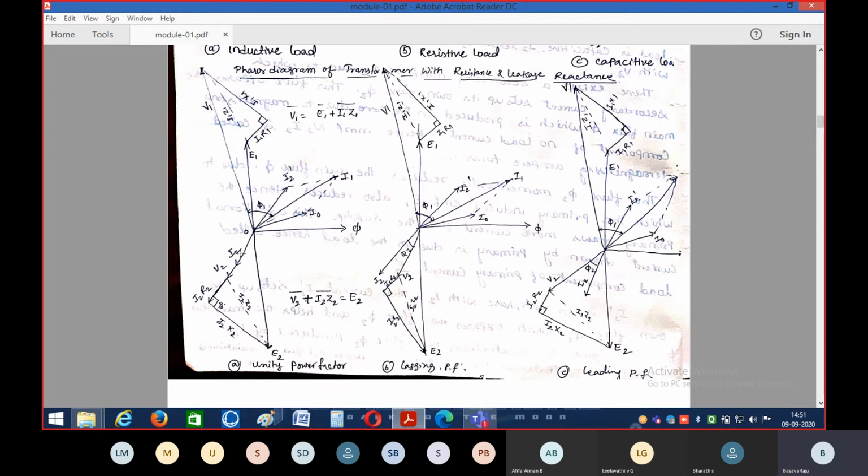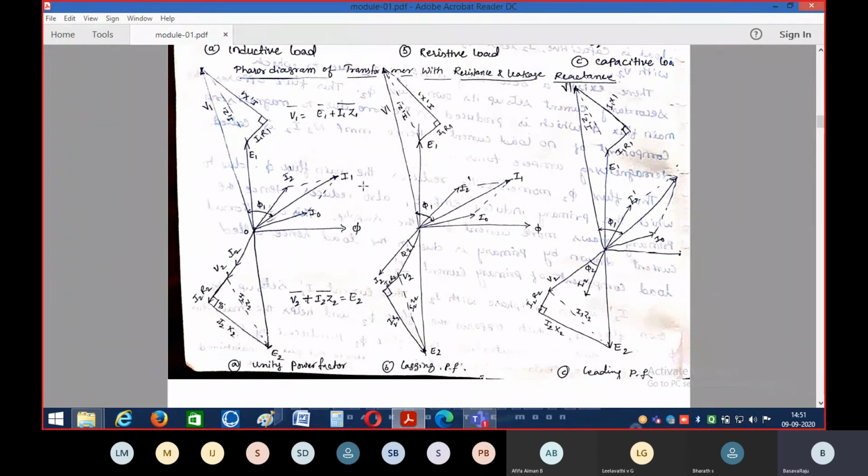Now if you add the voltage vector V2 and I2 Z2, then I2 Z2 plus V2 is nothing but what? E2. So this is V2 vector, this is I2 Z2. If you add these two vectors, then the resultant is nothing but what? E2. So is this equation satisfied or not? Yes. Similarly, with respect to primary, what equation do we have? V1 is equal to E1 plus I1 Z1.